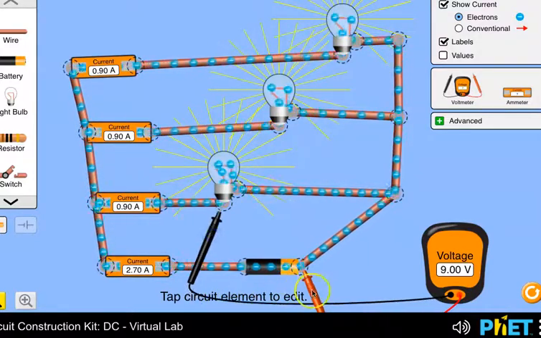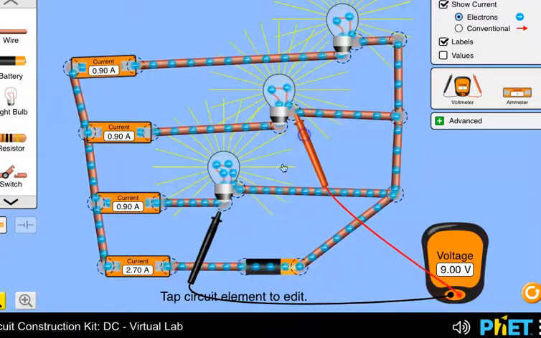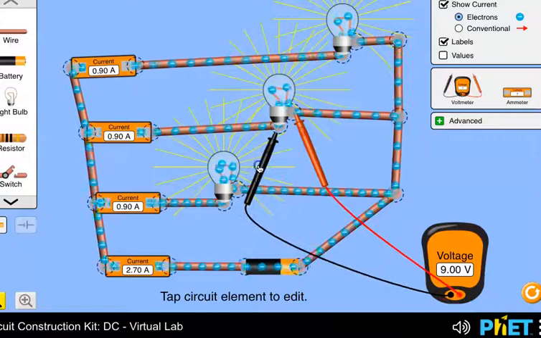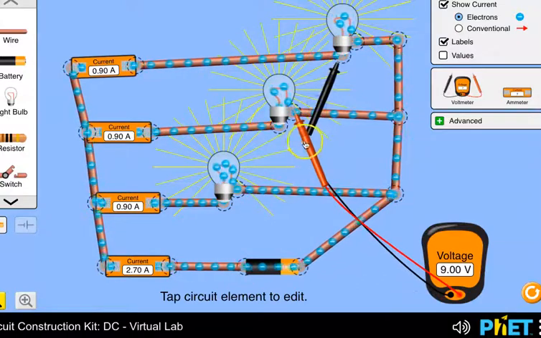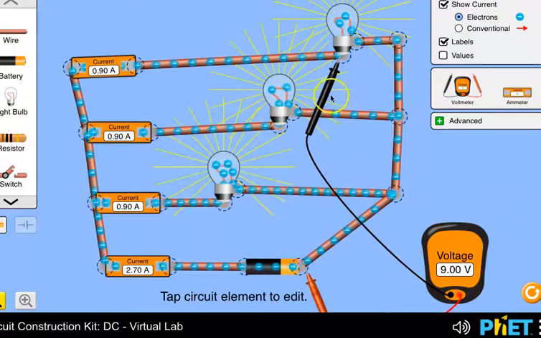As we move the voltmeter across, we get 9 volts, 9 volts, and let me guess, 9 volts. And that is the same voltage as our battery.